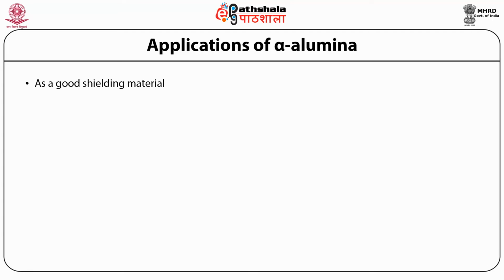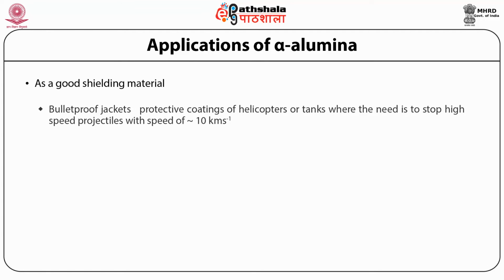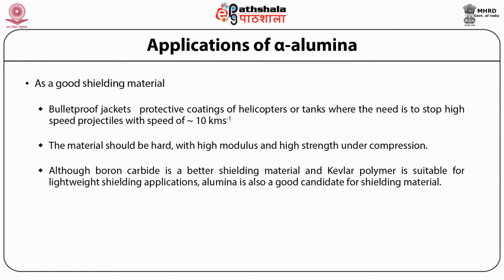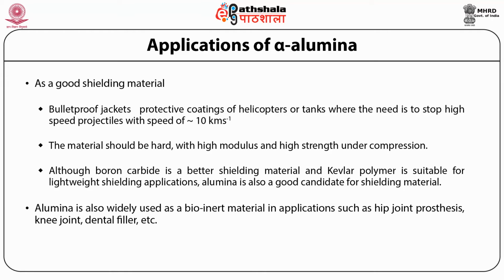Alumina is also a good shielding material for applications in bulletproof jackets, and protective coatings of helicopters or tanks, where the need is to stop high-speed projectiles with speeds of 1 to 2 kilometers per second. For such applications, the material should be hard with high modulus and high strength under compression. Although boron carbide is a better shielding material and Kevlar polymer is suitable for lightweight shielding applications, alumina is also a good candidate for shielding materials. Alumina is also used as a bioinert material in applications such as hip joint prosthesis, knee joint, dental filler, and so on.